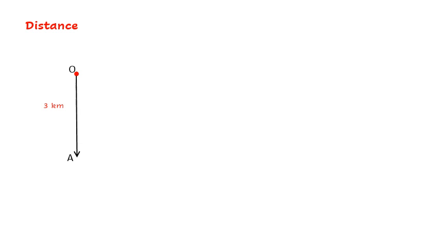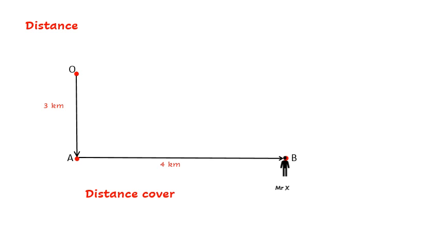Mr. X wants to go from point O to point B through point A. So OA is equal to 3 kilometers and AB is equal to 4 kilometers. The total distance covered is therefore OA plus AB, which is equal to 3 kilometers plus 4 kilometers, which is equal to 7 kilometers.